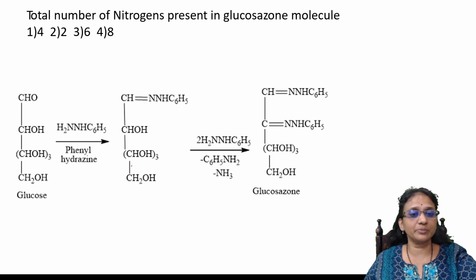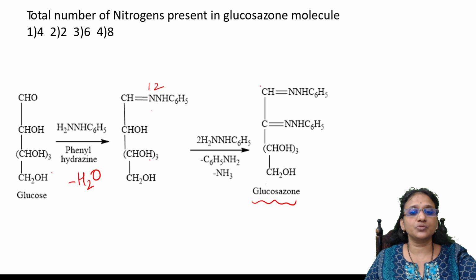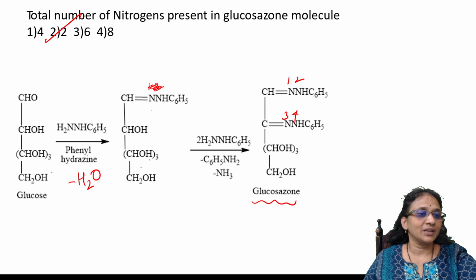The number of nitrogens present in glucosazone. Okay, what is osazone formation? When your glucose molecule combines with phenyl hydrazine, by the removal of water molecule, there is a formation of a compound called glucosazone. So, how many nitrogens are present, students? See here. One, two. Okay, this is osazone. So, four is the answer. Okay. Right. Easy. Next question.